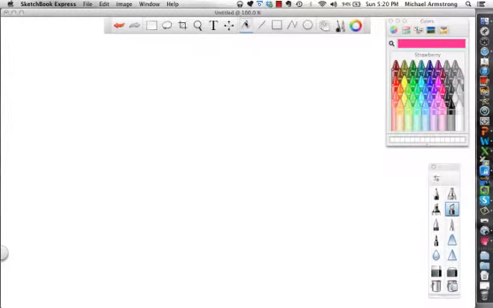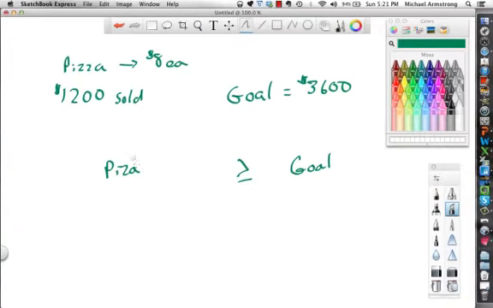So we have the goal on one side, and they want to sell more than or equal to their goal, and so that's their pizza, P-I-Z-Z-A, on the other side. Now pizza really can be split into what they've already sold and what they still need to sell. So this pizza that they've already sold plus the pizza that they still need to sell has to be more than or equal to their goal. So we can start writing this down now.